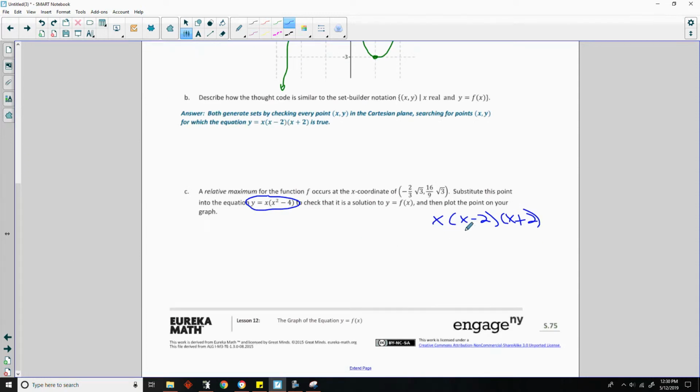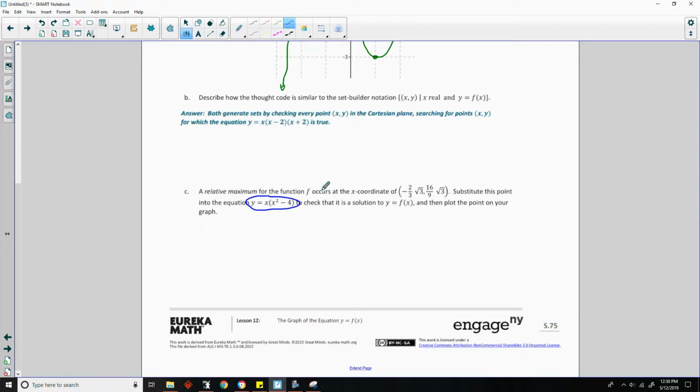f of x, or y equals, well, all they're doing is FOIL, or the distributive property. x times x is x squared, x times 2 is 2x, negative 2 times x is negative 2x, and negative 2 times a positive 2 is negative 4. These two terms are opposites, they cancel out, and we're left with x squared minus 4. So that's where this came from, for starters. Okay, hopefully that makes sense to you.